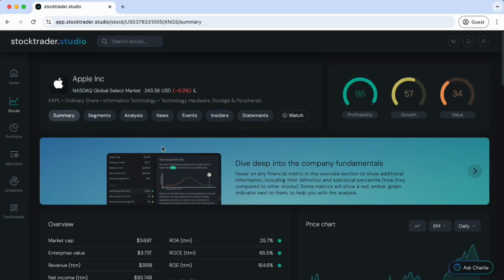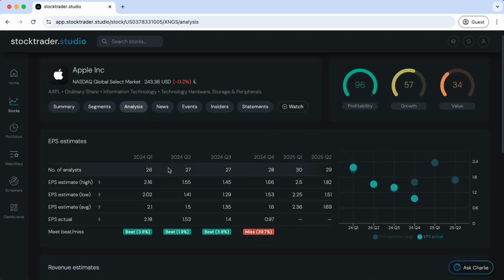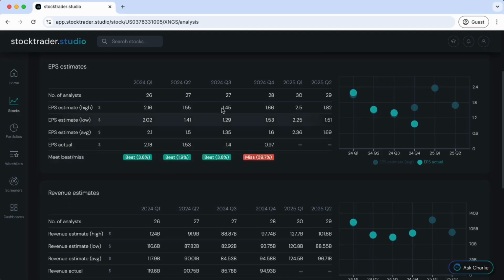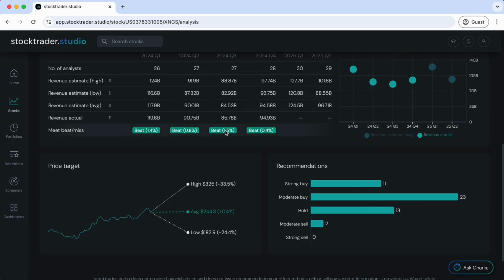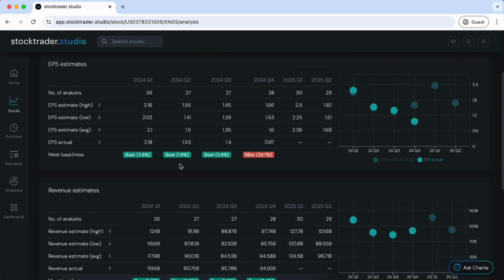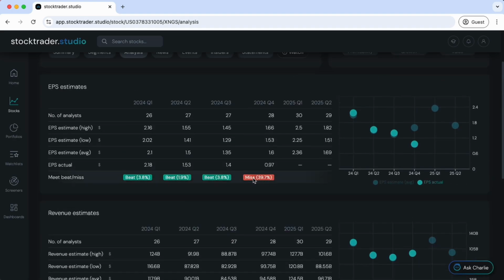If you want to get an idea of what this margin of error might be, you can click on the Analysis tab and see historical performance against the consensus estimates for both earnings and revenue over recent quarters. The meet beat miss indicators give a quick snapshot of how frequently the company has outperformed or underperformed expectations, along with the percentage deviation from the estimates. This can provide valuable insight into how reliable the forecasts tend to be for a particular company.